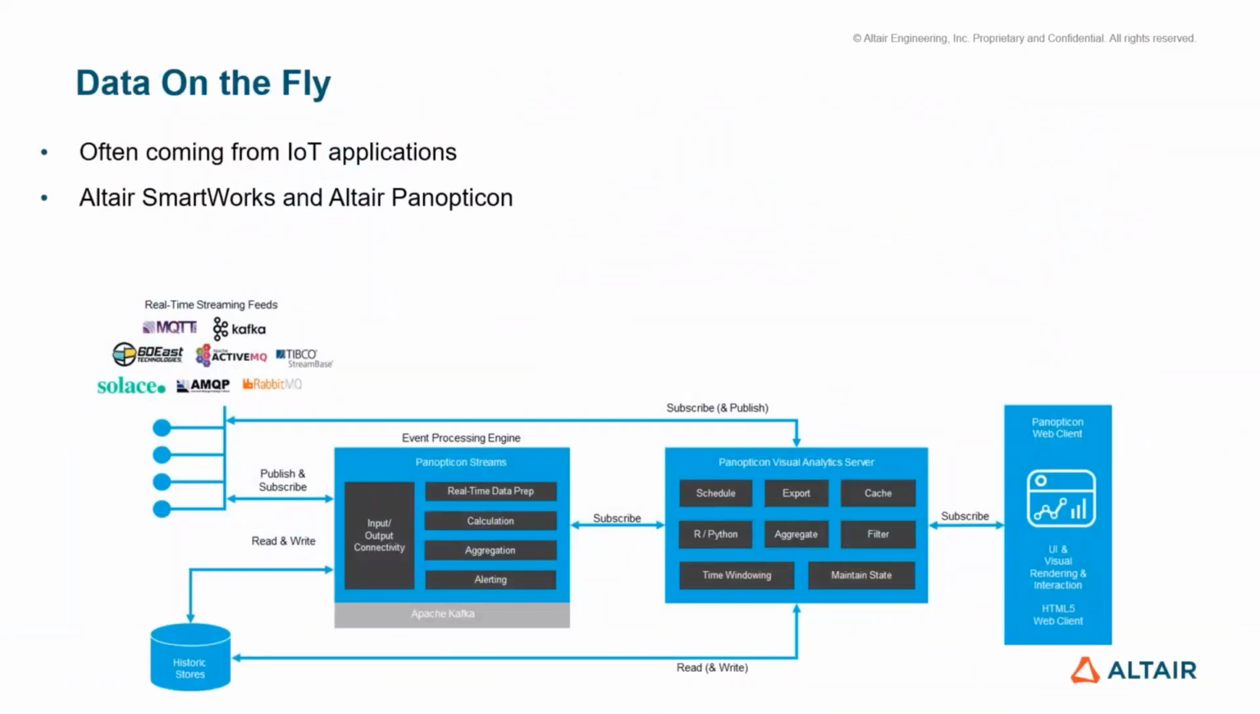Data on the fly: as I said, if your data is not in your hand and you cannot simulate that system, then you have to take the data using some means, like an IoT system. You can take different real-time streaming feeds. If you are from a telecommunication or electrical background, you may understand Kafka, MQTT, UDP, HTTP, ActiveMQ. These are the different real-time streaming feeds, and we can take the data from any of them. Altair has the SmartWorks platform and the Panopticon platform, which do real-time streaming and visualization.